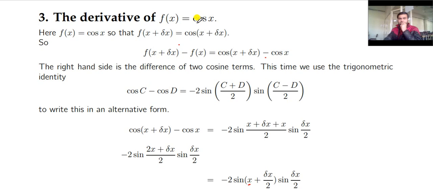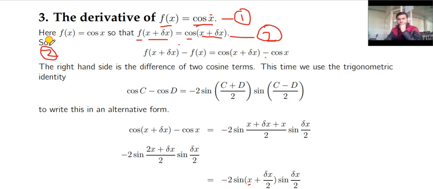So here we have given for the next question f x is equal to cos x. This is your equation number 1, and f x plus del x is equal to cos, so in place of this x we write x plus del x. So we take it as equation number 2. Now we write equation number 2 minus equation number 1.